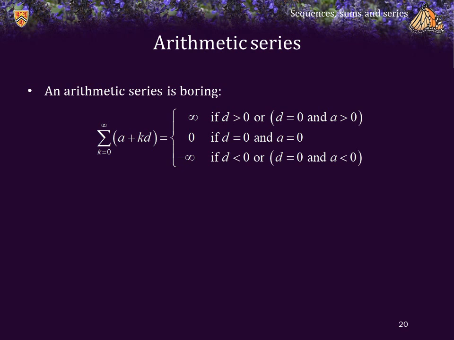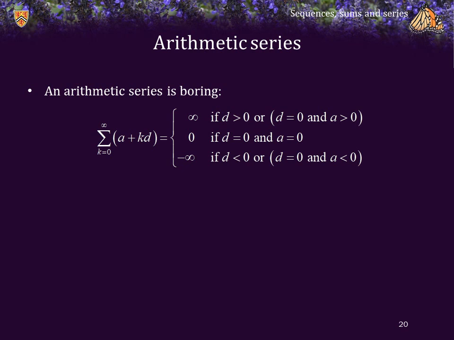In this formula, if d is greater than 0, no matter what happens, the sum is going to be infinity. So 1 plus 2 plus 3 plus 4 plus 5 and so on and so forth is ultimately going to equal infinity. Even if a was negative a million, you're going to have negative a million plus negative 999,999 plus so on and so forth. But sooner or later, as you keep on adding, ultimately you're going to go back up to infinity.